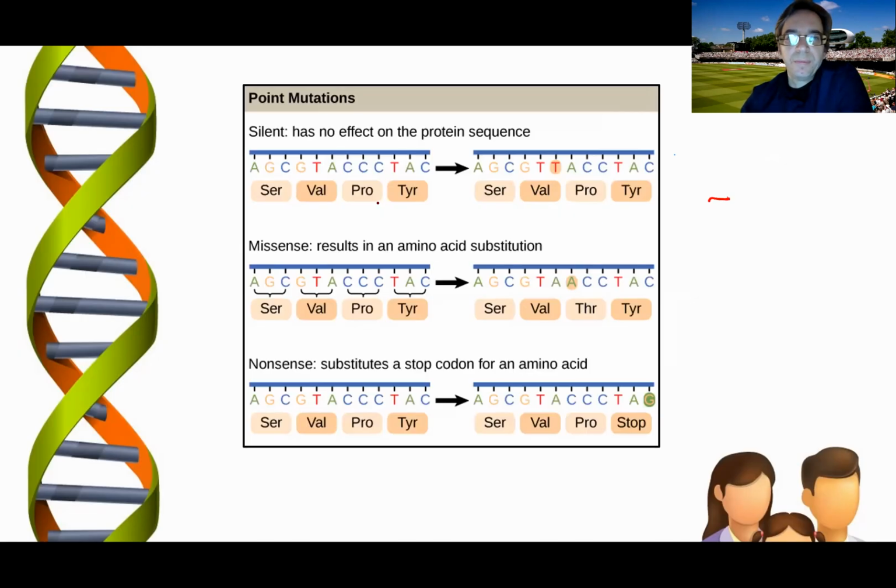So this is quite a good example. So the silent has no effect on the protein sequence. So you can see in this particular illustration here, this one was changed, but the same amino acid was made. Got missense, which is a particular amino acid substituted. So this example here, this one was substituted for this one. And you can see here, different amino acid made. So this one is proline, and this is threonine. And then a nonsense where the stop codon has been read.